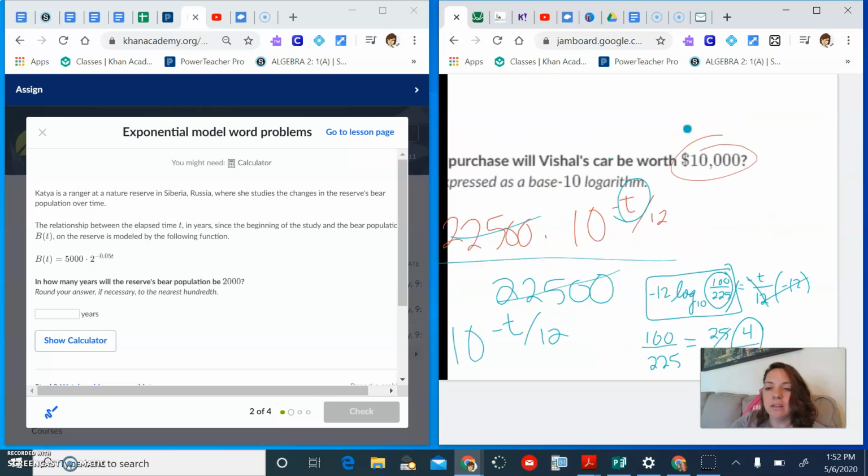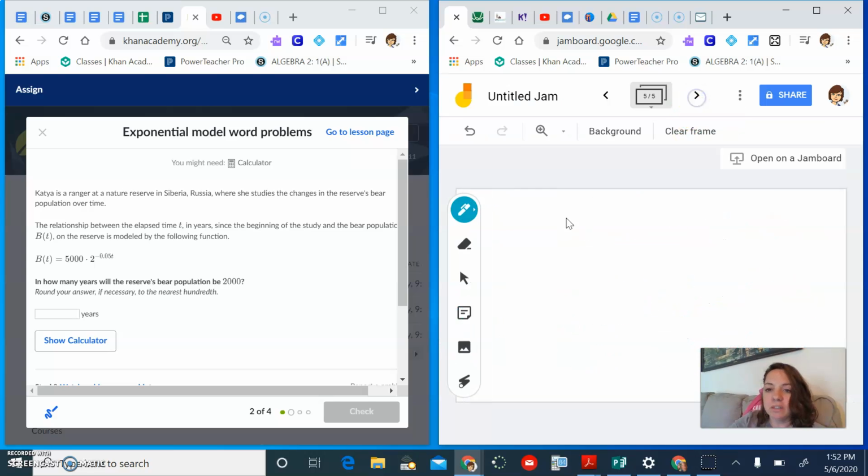So here is another question that we can do together. And it says, Katya is a ranger in Russia. Okay, she's cool, in Siberia. And she's paying attention to bear population. And the relationship where T is in years since beginning the bear population observation is this.